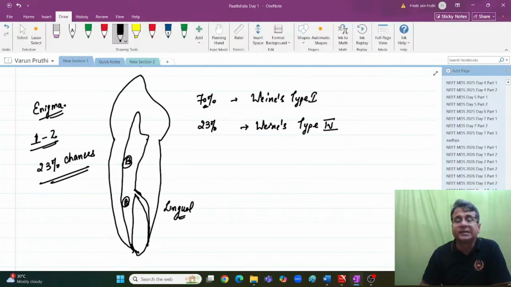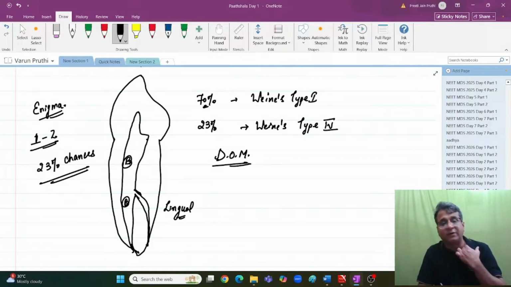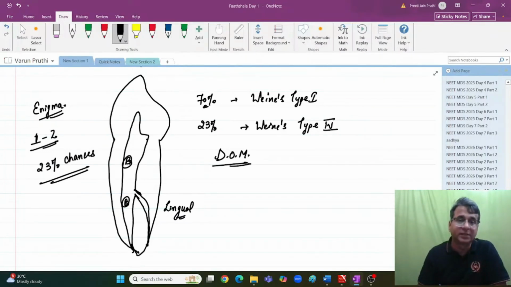Now negotiating this canal will be very challenging at times. That's why, if you have access to a direct operating microscope, it will be very beneficial, especially in tricky cases like this. If the canal is dividing somewhere beyond the middle third, then it becomes very challenging to negotiate this lingual canal without an operating microscope.